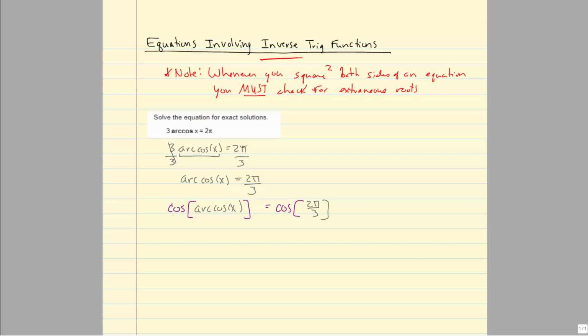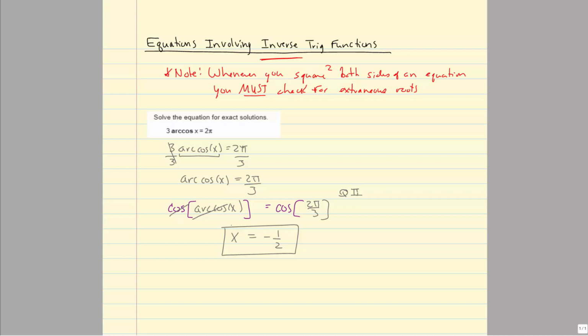The cosine and the arc cosine cancel each other out, they undo, and so I'm left with x on the left-hand side. The cosine of 2 pi over 3 is basic knowledge of our unit circle. It's in the second quadrant, where cosine is negative, so the cosine of 2 pi over 3 is negative 1/2. We didn't square both sides of the equation, so I don't have to worry about checking for extraneous roots.